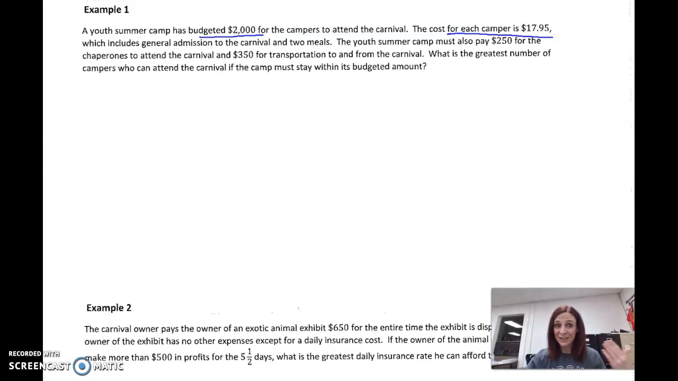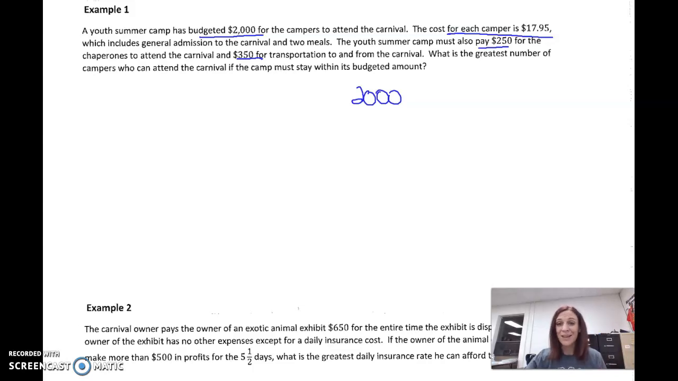Now, this youth summer camp is paying for these kids to go to the carnival, but they also have to pay $250 for the chaperones, and they have to pay $350 for transportation. So how many campers can they take? They only have $2,000. Okay? So they have $2,000, and they know they're going to have to pay $17.95.